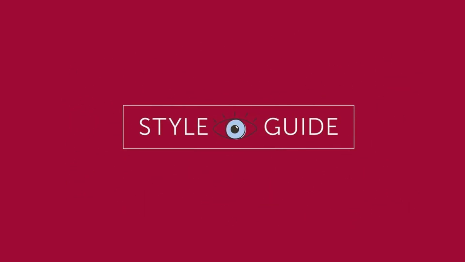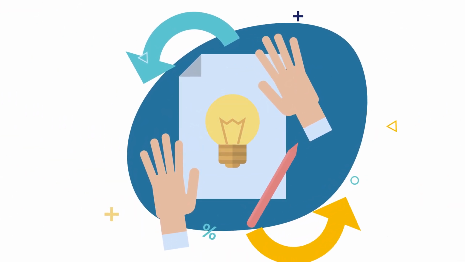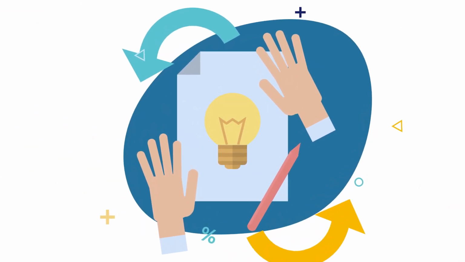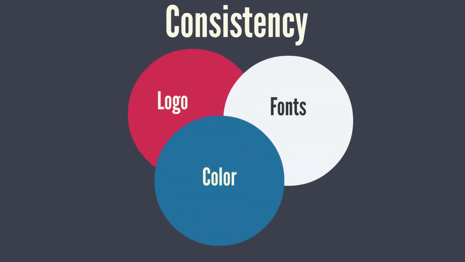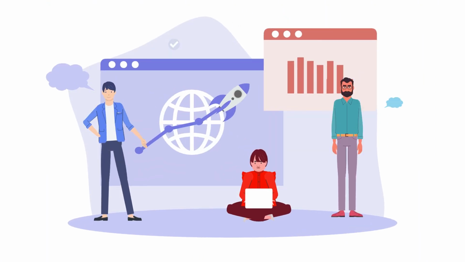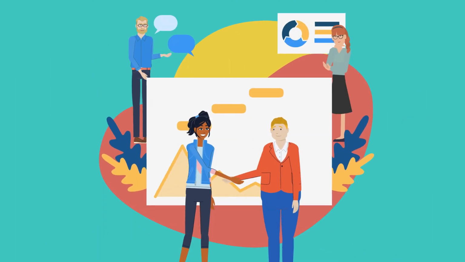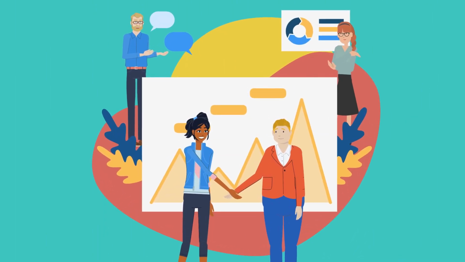Style Guide. Your Style Guide is the key document that will guide how your visual identity is applied across all of your communications. It combines your logo, fonts, and colors into one place, ensuring consistency across your materials. A consistent visual identity builds trust and recognition with your audience, so make sure that everyone on your team uses the Style Guide when creating content.